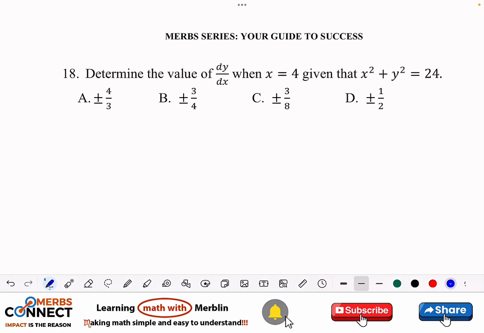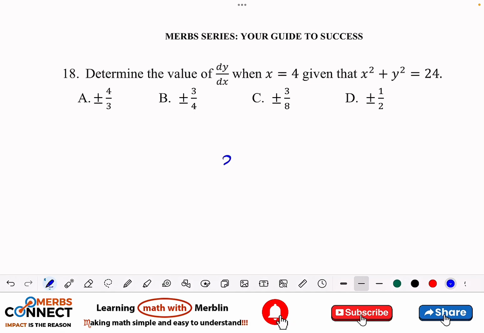Okay. 3 more questions. Should I leave this one for you to do? Yes, I think so. Let me just leave this one for you to do. So use implicit differentiation to do this. You have x, then you just plug it in and then you just find dy over dx. So okay, let me do it.